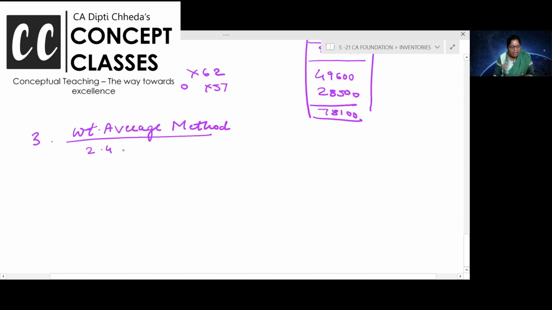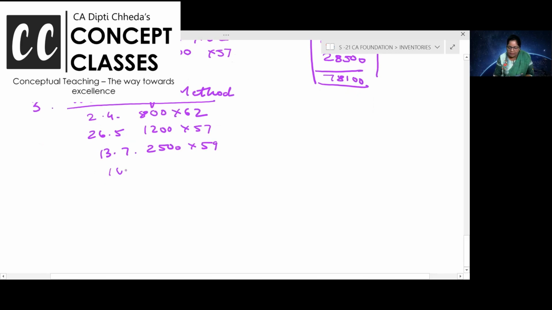Like on 2nd of April, you have 800 into 62. 26th May, you have 1200 into 57. 13th July, 2500 into 59. 10th of October, you have 3000 into 56. 18th of December, you have 1500 into 60. 29th of February, you have purchased. This is all your purchases. So you can get the amounts here.